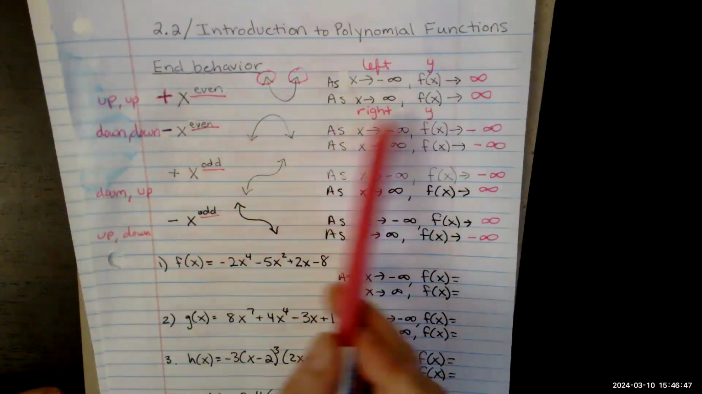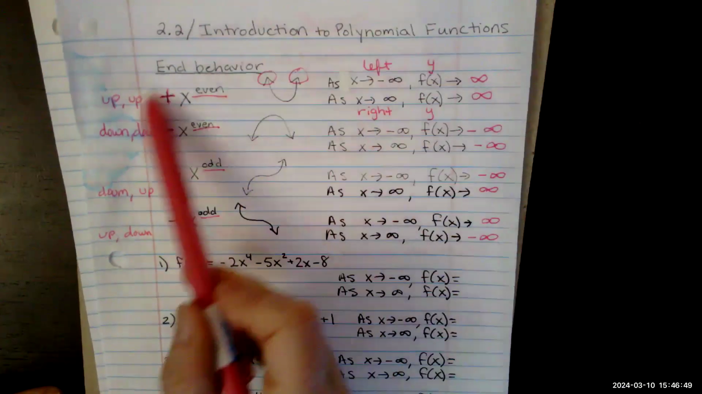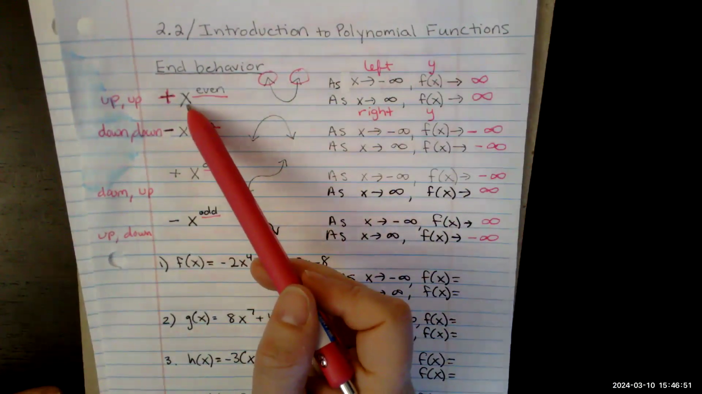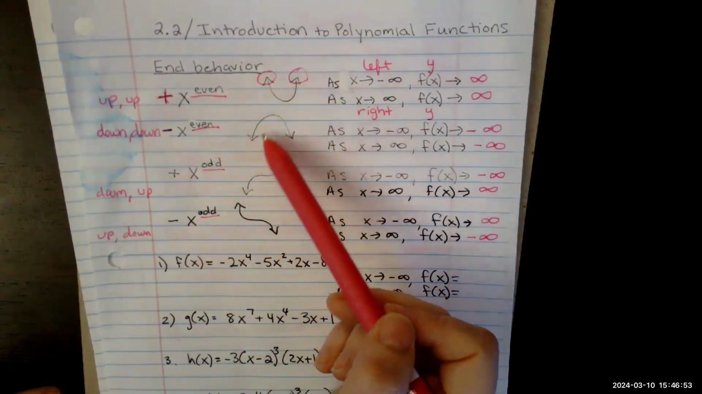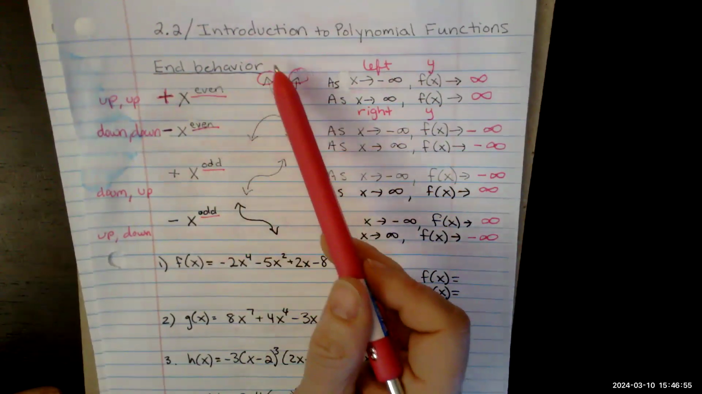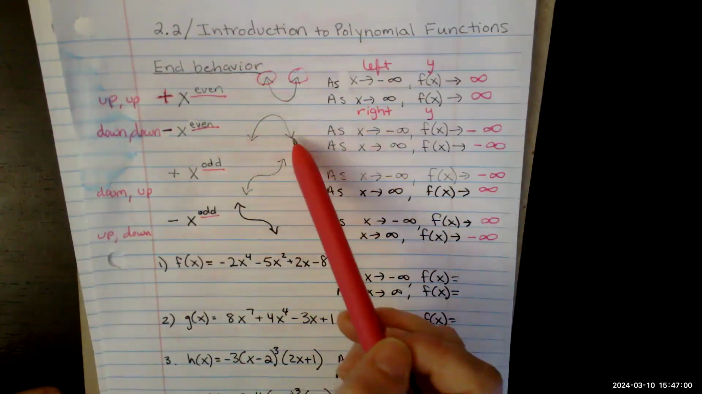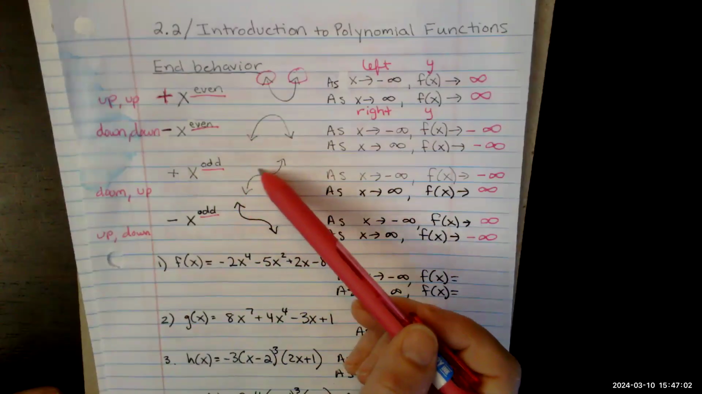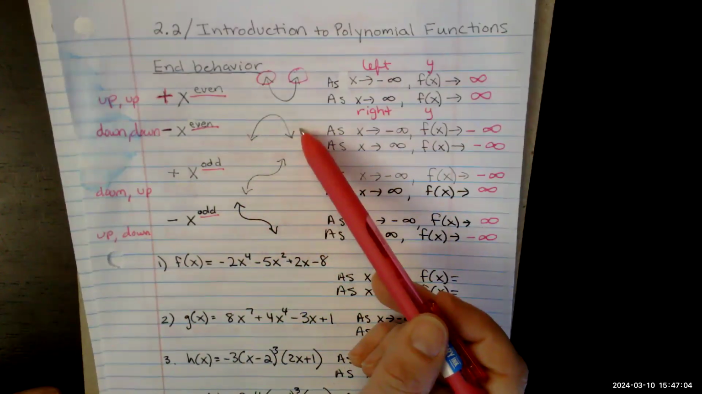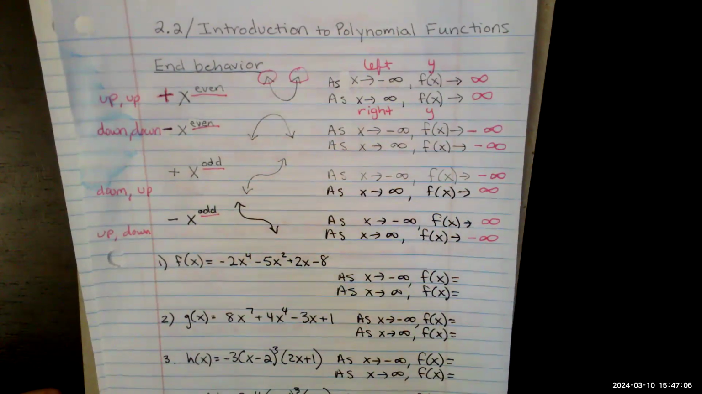So if you can memorize these 4, and I know looking at this looks like a lot, but really if you can just memorize that the even functions we've been dealing with a lot, the positive ones look like this, so that means up and up. The negative looks like this, so down and down. And then the odds are either this way if it's a positive odd or the opposite.